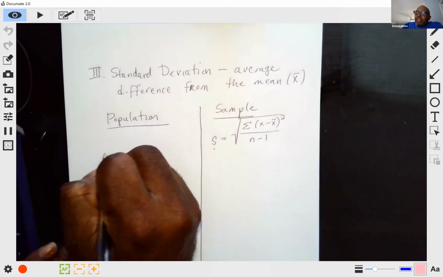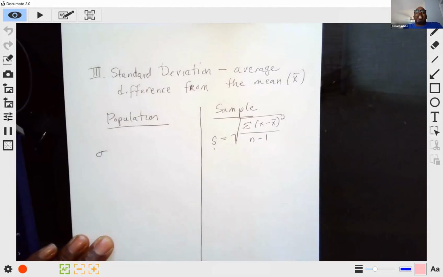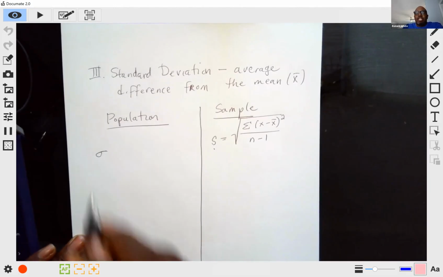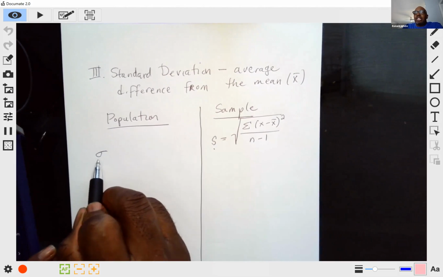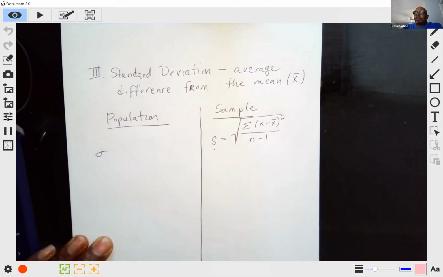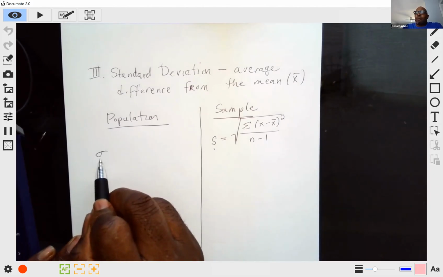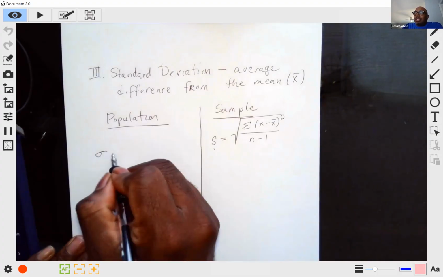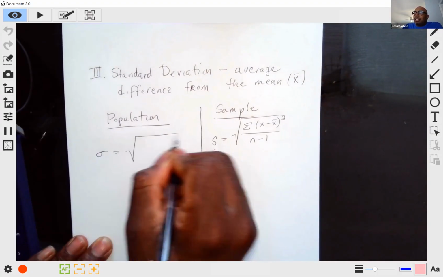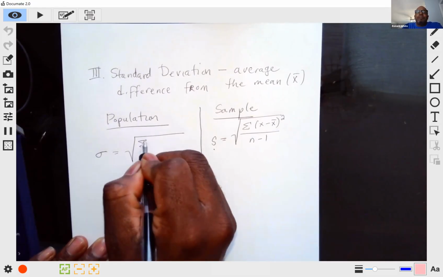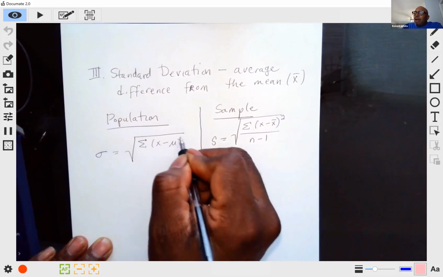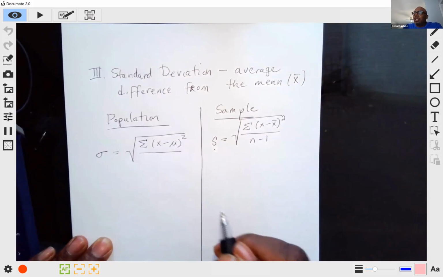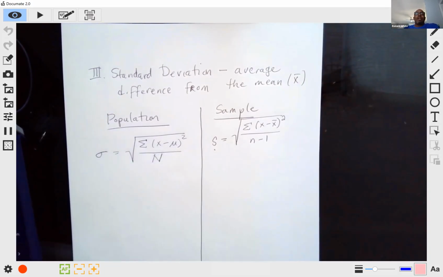The population is very similar. We have another funny looking Greek symbol called sigma. This is also called sigma. This is uppercase sigma. That's lowercase sigma. This one is a variable. This one is the operator. This sigma is a parameter. It represents the population standard deviation. Calculated almost in the same way, the square root of the sum of the squared differences about mu, the population mean, all divided by the entire sample size.